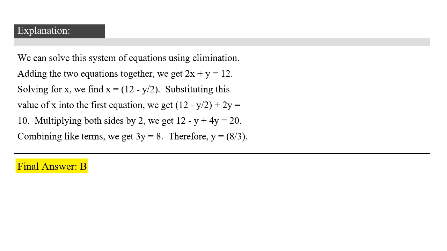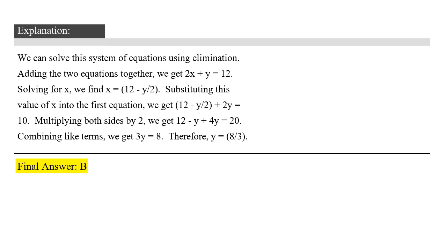We can solve this system of equations using elimination. Adding the two equations together, we get 2x plus y equals 12. Solving for x, we find x equals (12 minus y)/2. Substituting this value of x into the first equation, we get (12 minus y)/2 plus 2y equals 10.